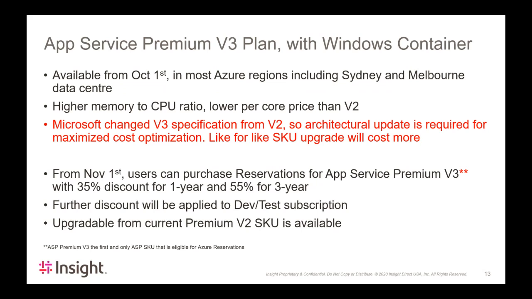I'll show you why. Previously, Azure App Service Plan was not eligible for reservations. Now, from 1st of November, Azure App Service Plan Premium v3 is eligible for purchase for reservations. It's only eligible for that v3 SKU, not other ASPs. You get a 35% discount for a 1 year reservation and 55% for 3 years. You get a further discount if you provision your v3 premium on your dev test subscription, because Microsoft offsets your license as well.